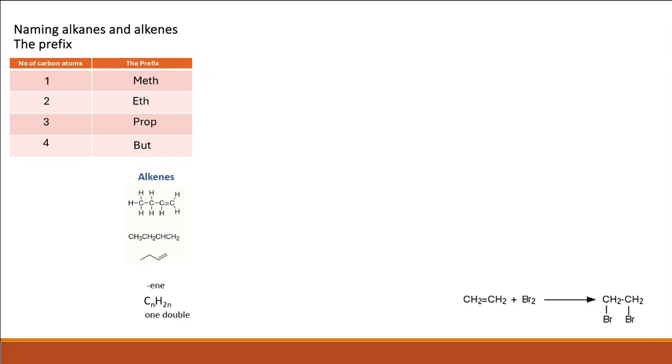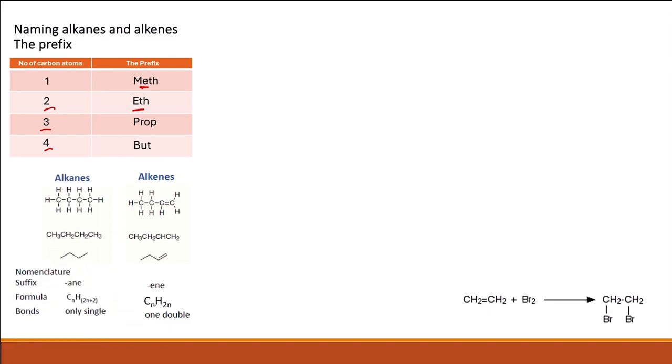First, you need to know the prefix in the name. The prefix refers to the number of carbon atoms in the chain. So if it's one carbon atom, it's meth; two, it's eth; three, it's prop; and four is but. And then we have the suffix, which is the second part of the name. In the case of alkanes, it's ane, and in the case of alkenes, it's ene.